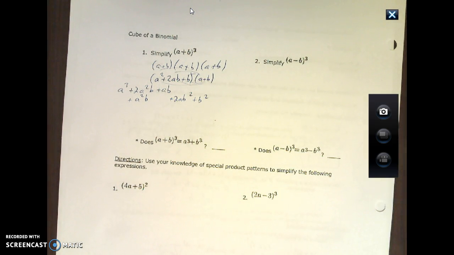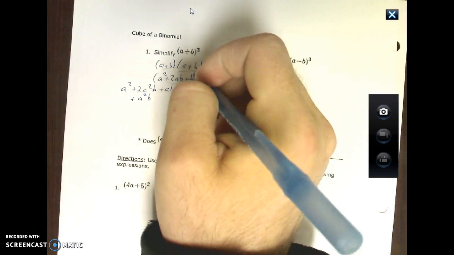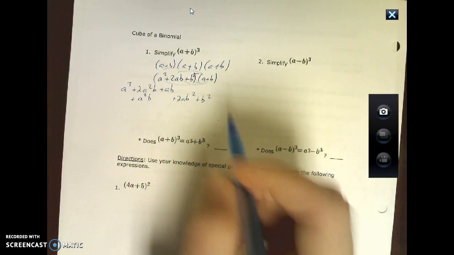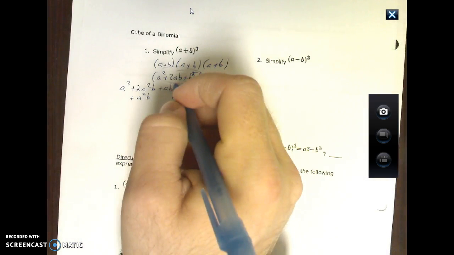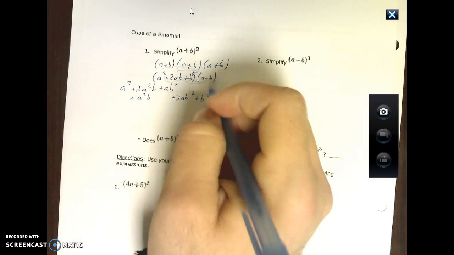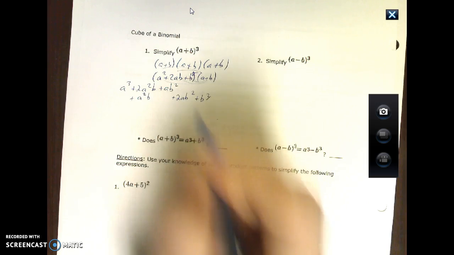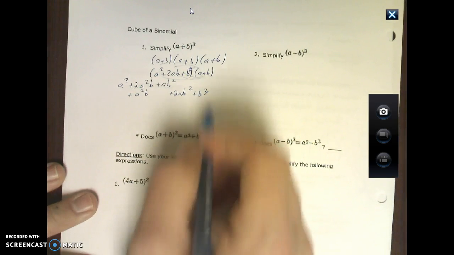Oh, I realized what I did here. I'm sorry. This is supposed to be b squared. That makes way more sense now, doesn't it? This is b cubed. I'm sorry. My head's not really with it.